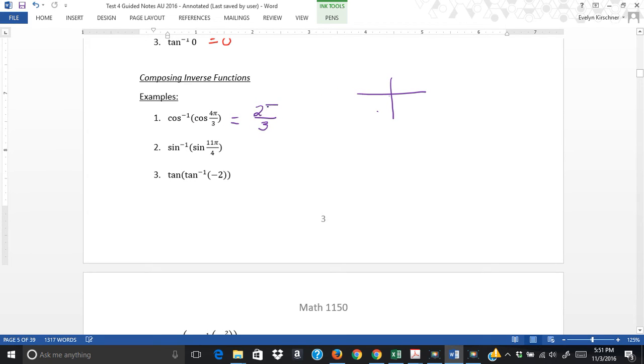So actually the inverse, the angle whose cosine is what the cosine of 4 pi over 3 is, which is negative 1/2, is actually 2 pi over 3.